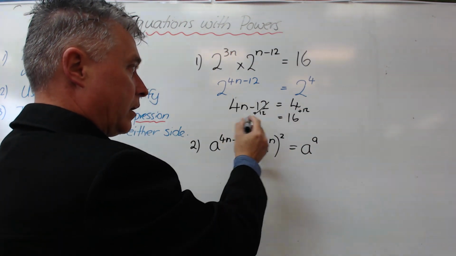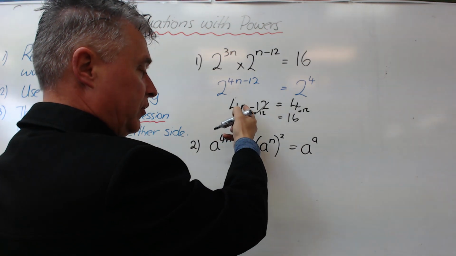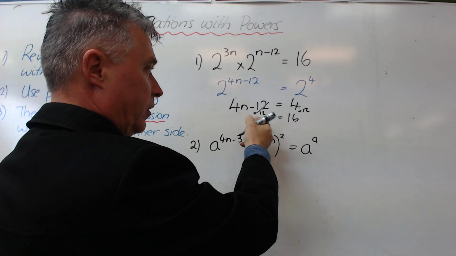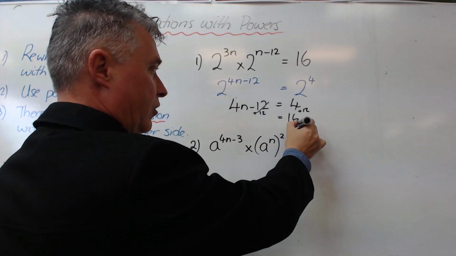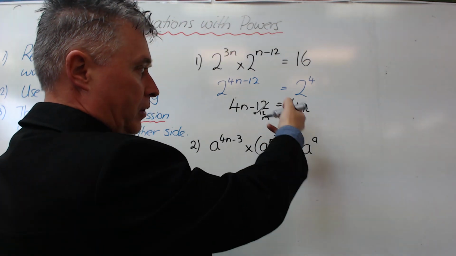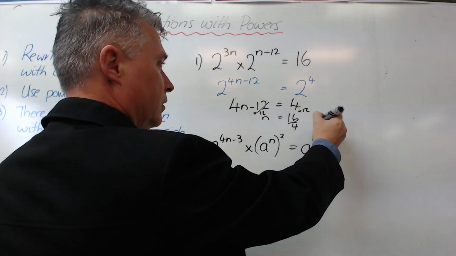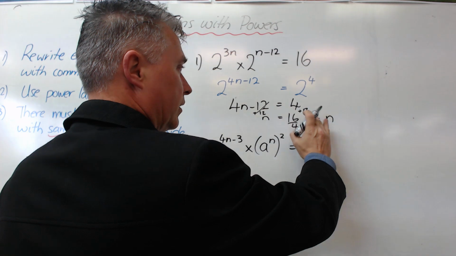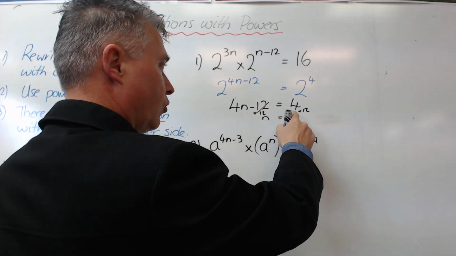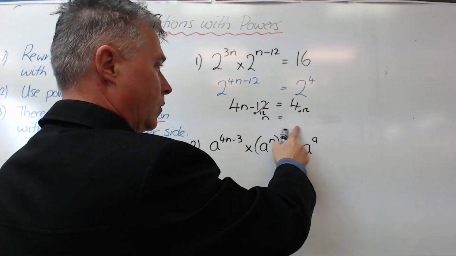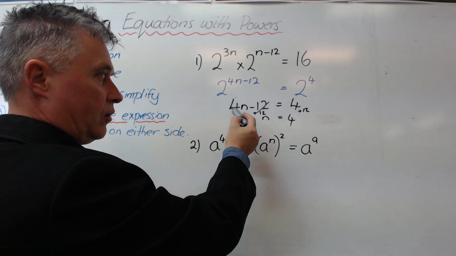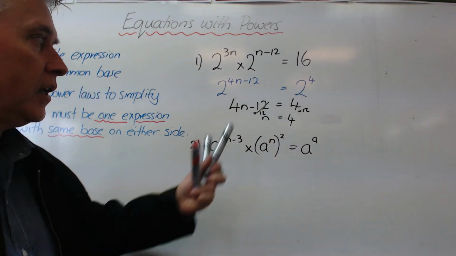I've got 4 times n, so I'm going to divide the 16 by 4. So I'm going to go 16 divided by 4 equals n. And so we know 16 divided by 4, n is 4. So what I've done is 16 divided by 4. Okay. Anyway, it's a linear equation there.